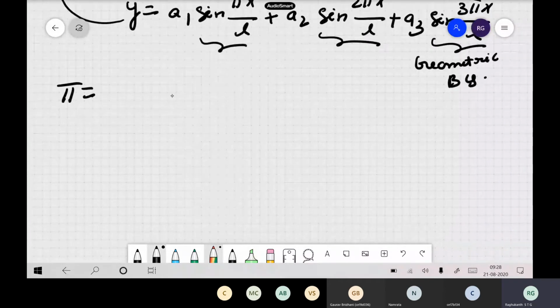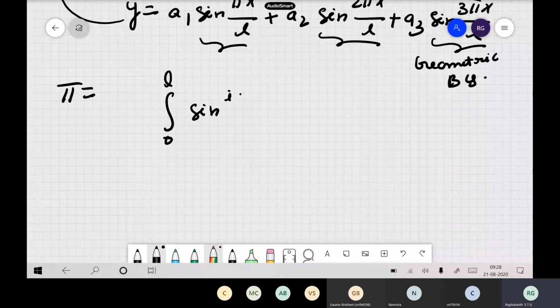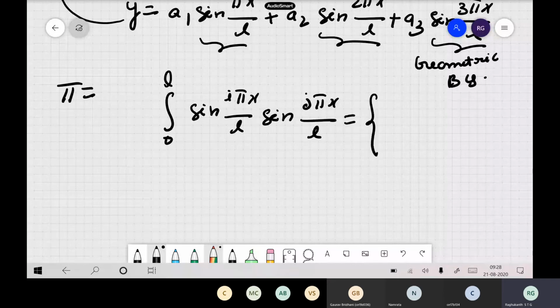Last class also, please do this, remember. So from 0 to L, if you take sine(i pi x by L) and sine(j pi x by L), two sines, and now when i is not equal to j, what is the value of this integral? Like sine(pi x by L) multiplied by sine(2 pi x by L), integral 0 to L. What is the value of that integral? It is 0, because of the orthogonal property.